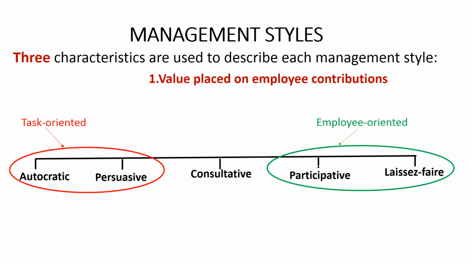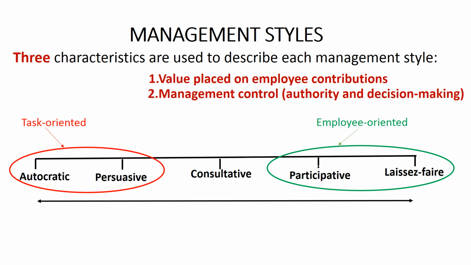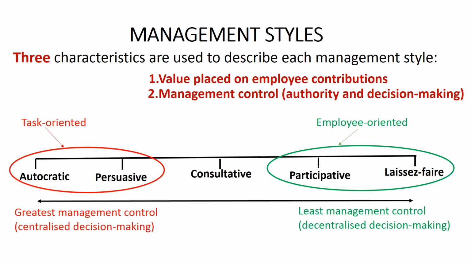section for other definitions. The second characteristic that is used to describe the different kinds of management styles is the degree of management control that the manager has under that management style. That is, whether the management style centralizes authority and decision-making in the manager or decentralizes authority and decision-making so that the authority to make a decision is shared between the manager and employees.